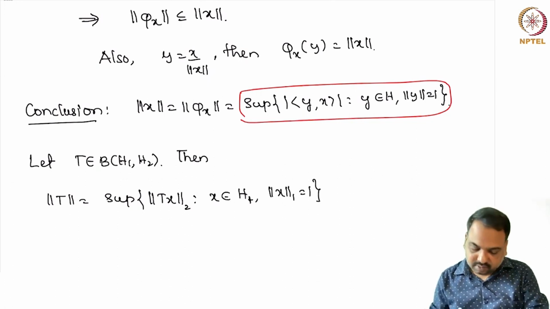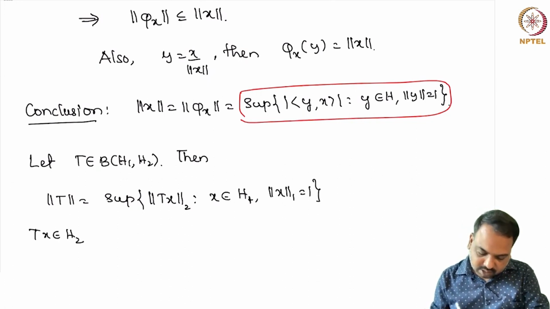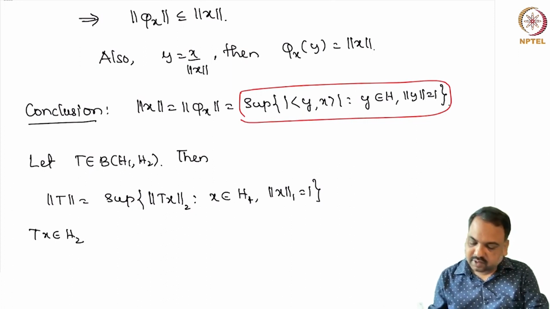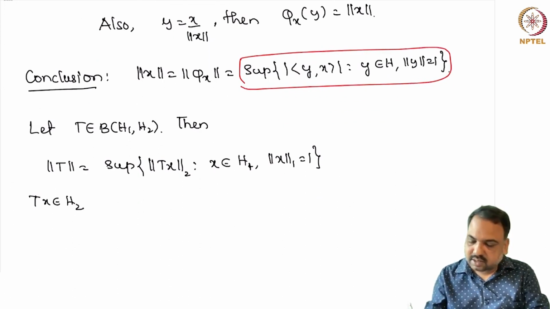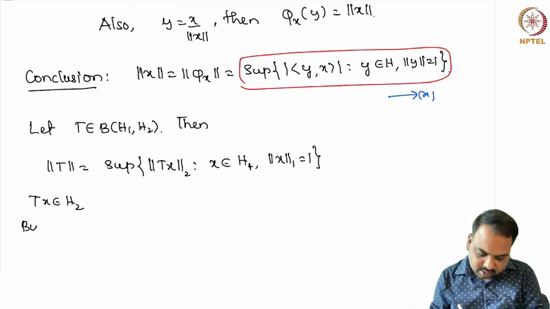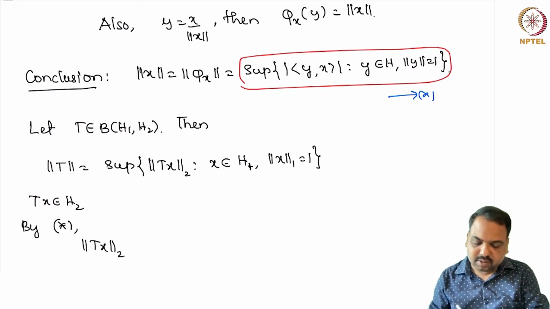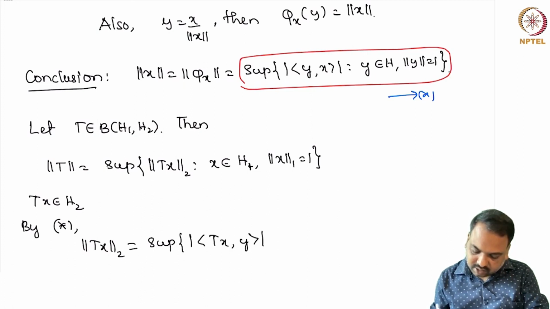Now Tx is an element of H2. Now apply the earlier formula whatever we got for x to Tx. So by the earlier formula, let us call this star, we can write the norm of Tx in the Hilbert space H2 as the supremum of the modulus of the inner product of Tx with y, where y is in H2 and norm y equal to 1.